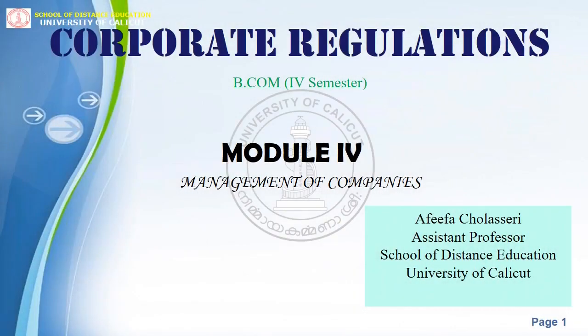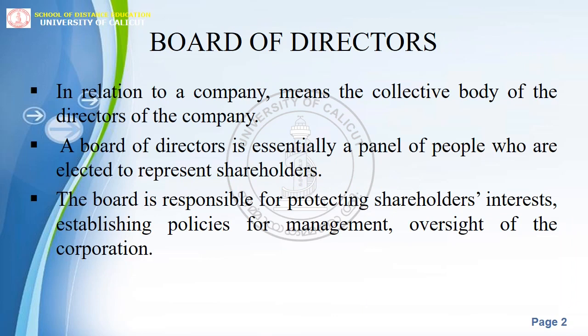Module 4, Management of Companies. Here we will discuss who the key management personnel are, what their responsibilities and liabilities are, and what their qualifications and disqualifications are. Board of Directors. They are the representatives of the shareholders, and the board is responsible for protecting the shareholders' interests, establishing policies for management, and overseeing the entire company.